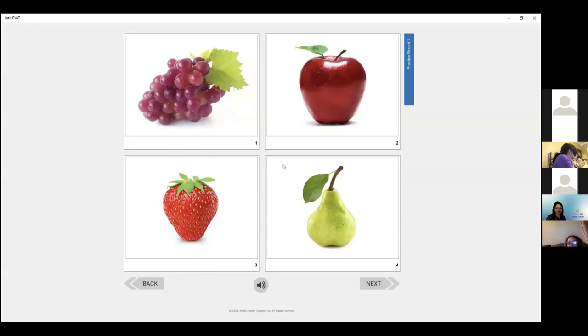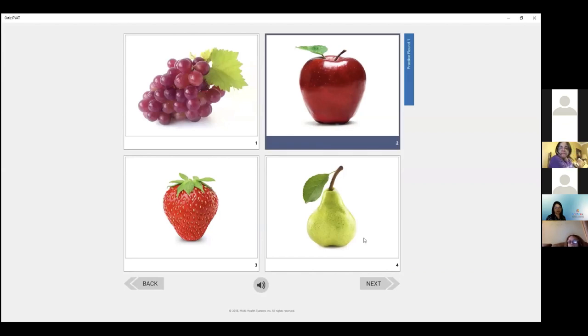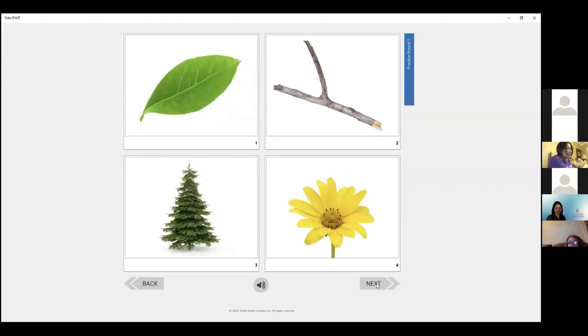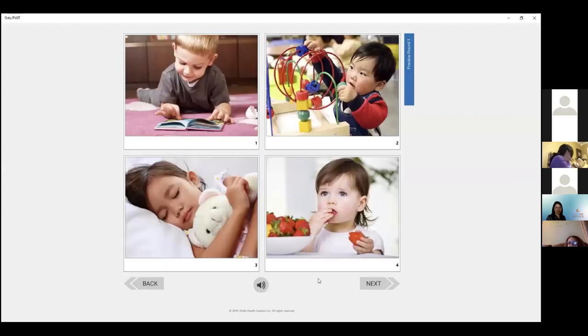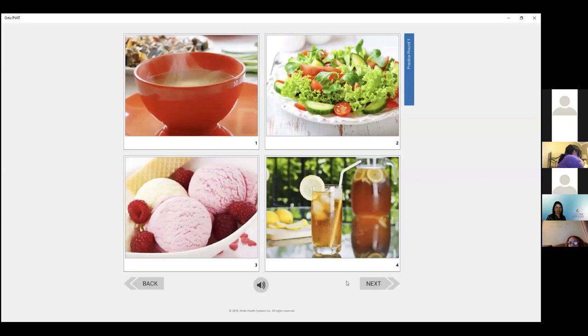It says Apple, in case you didn't hear, because I have headphones. The computer said Apple. Tree. The computer just said tree. I don't think you can hear because I have the headphones on. Play. The computer said play, and it's a female voice. Hot. The computer said hot.